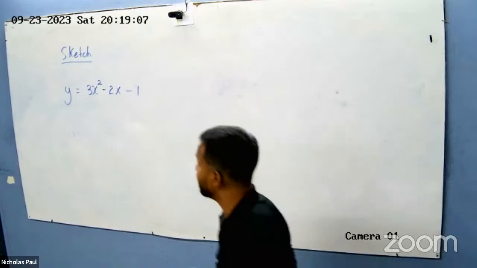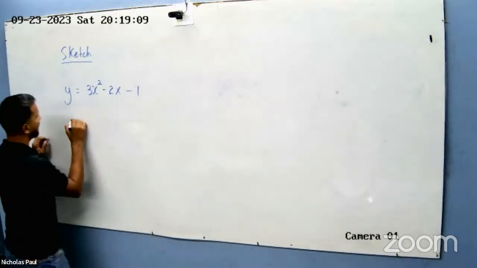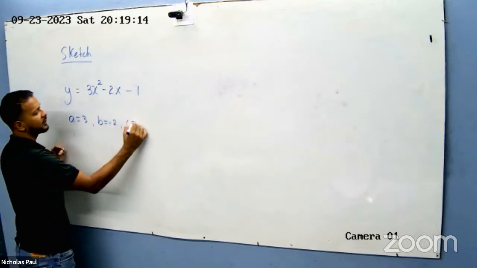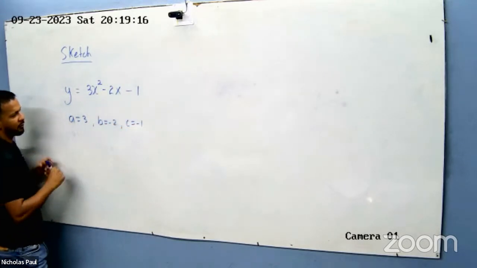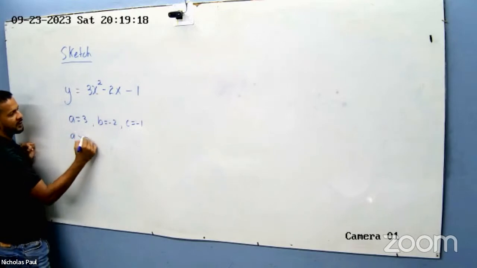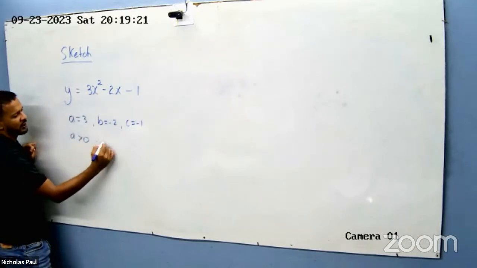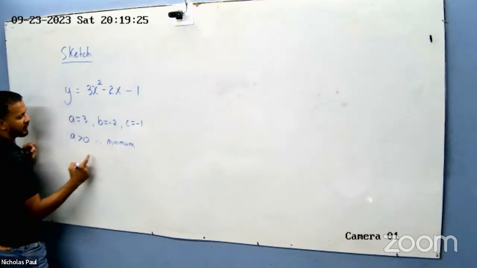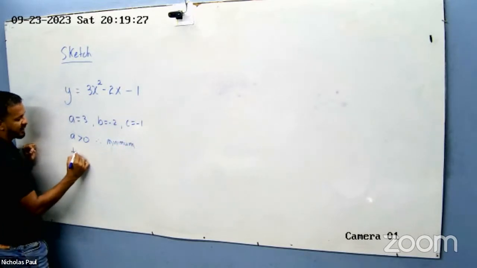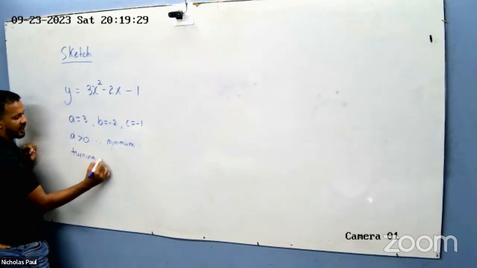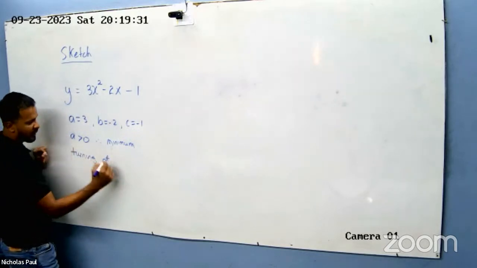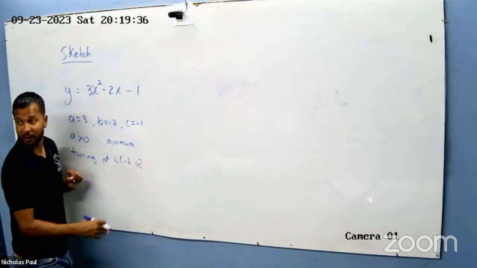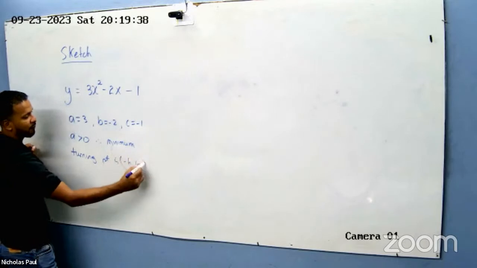Just to make sure you're going along the right path. A is equal to 3, B is equal to -2, C is equal to -1. A is more than 0, so therefore we have a minimum shaped quadratic. And if it's a minimum, we can get a turning point because the turning point is minus h, k. So we have to find h and k.